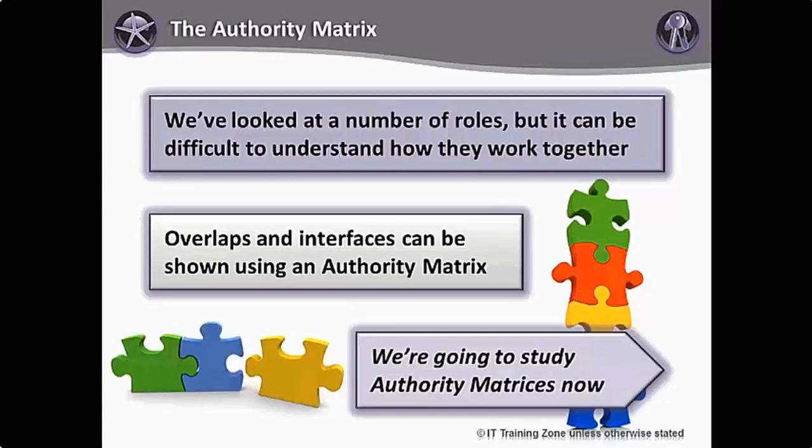It may be difficult to picture how all these roles work together. We have studied the responsibilities of each role, but roles may contribute to or participate in the responsibilities of another role as well. One way of showing this information clearly is to use an authority matrix. This section is a syllabus requirement, and we're going to look at authority matrices in detail.